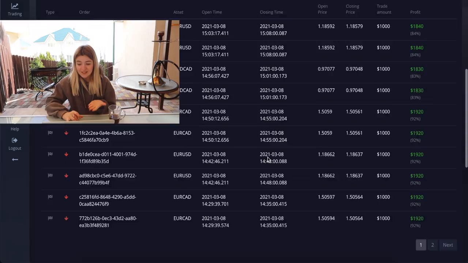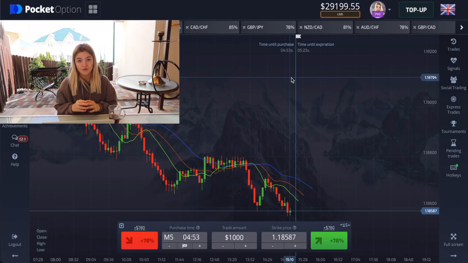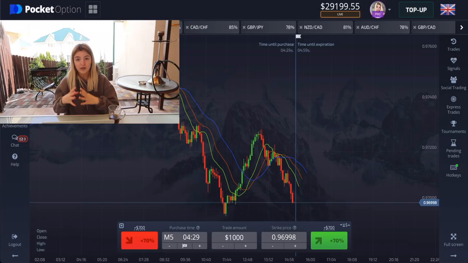Well, guys, it's true, but you need more practice in this, and you have to try this strategy on a demo account first and then try to analyze it on the live account. So I analyze not only the alligator, I also combine it with technical analysis. And if you want to be more profitable in binary options, you just need to learn this technical analysis.